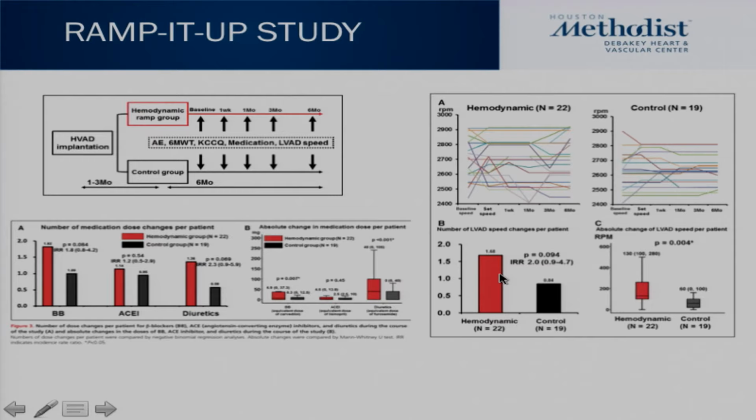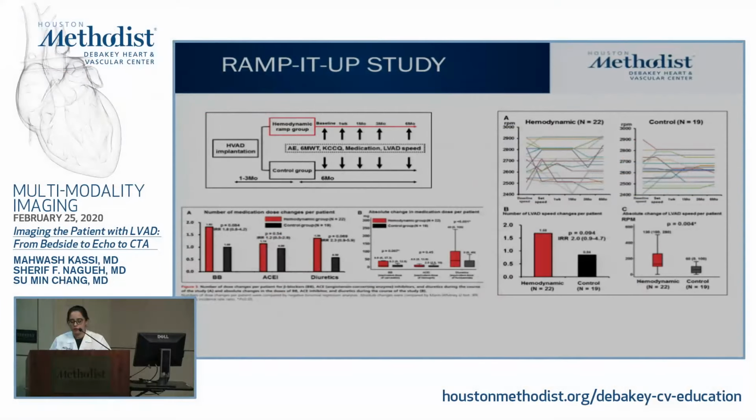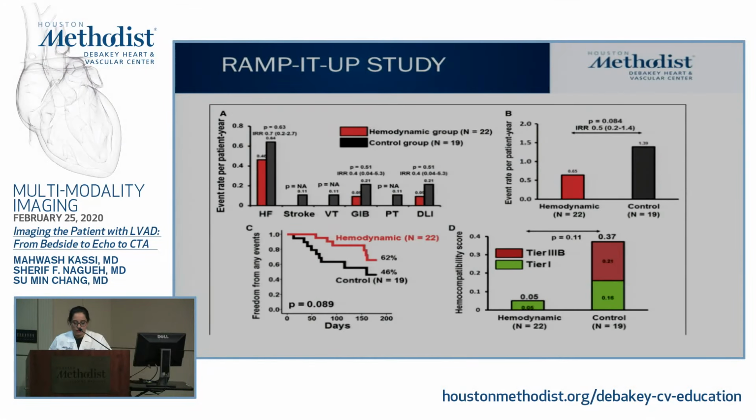The bars are showing the changes that were made in the hemodynamic group versus the control group. And there were a lot more medication changes in the hemodynamic group versus the control group. So there was a lot more action going on in the ramp group versus the control group, which just had an echocardiogram. What they found was that patients in the ramp group, followed with hemodynamics and echocardiograms on a regular schedule, had better hemodynamics than the control group, which was followed by echo alone.